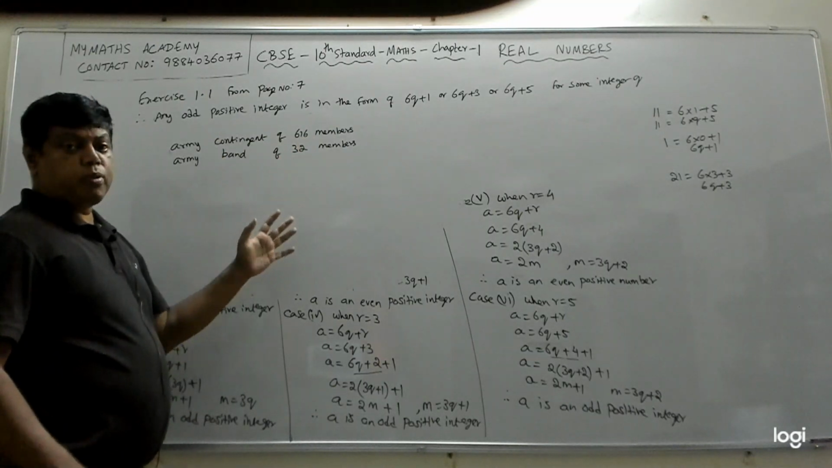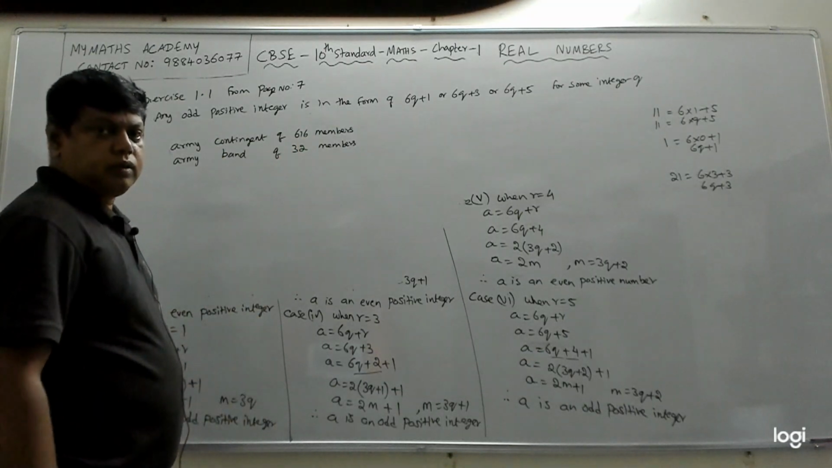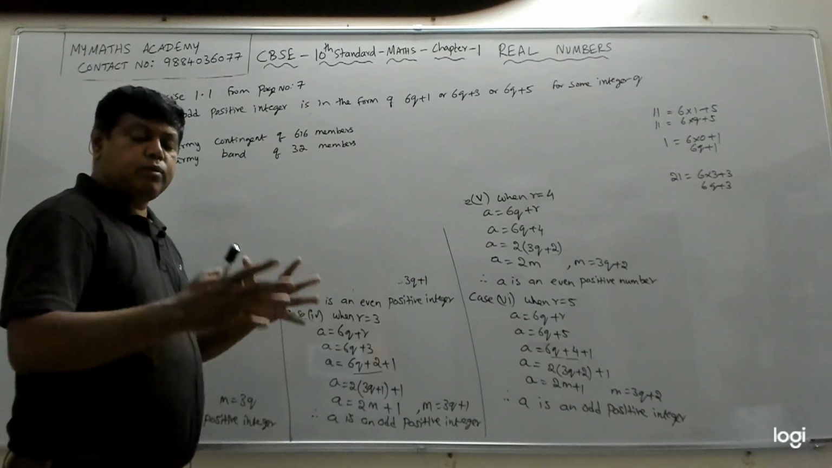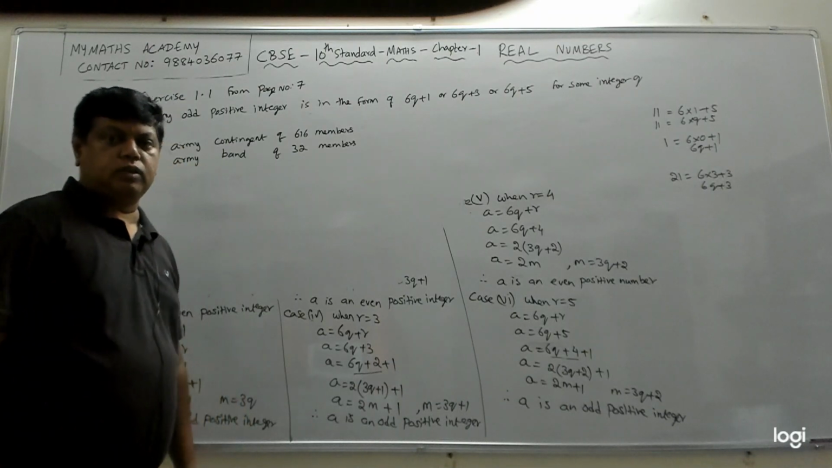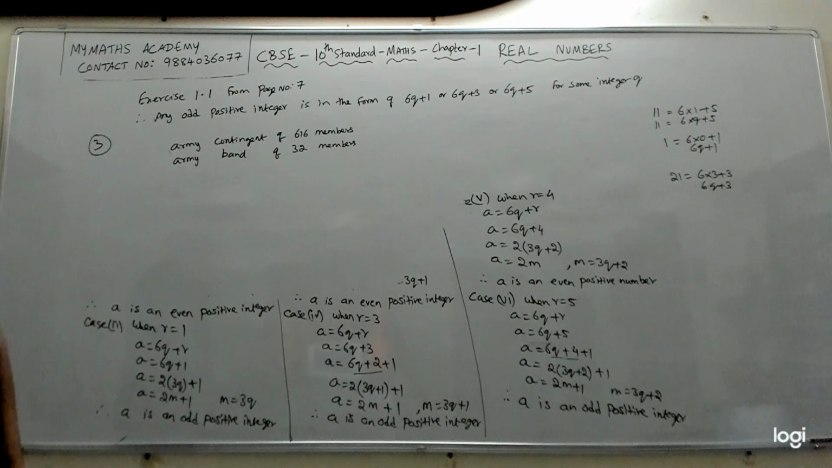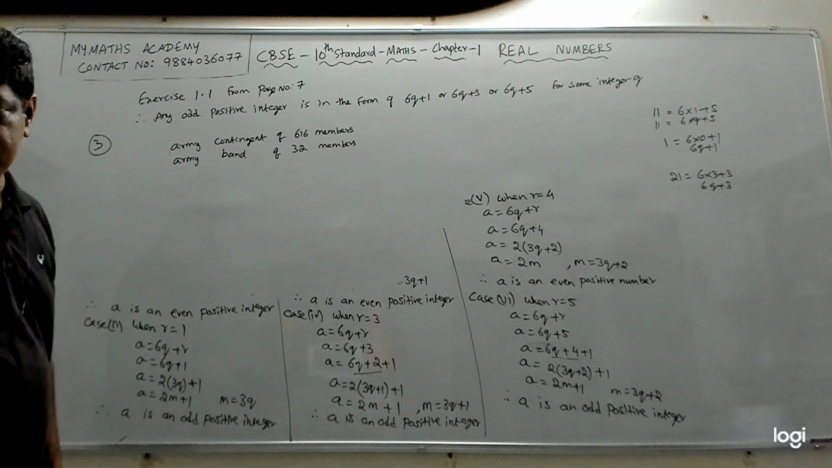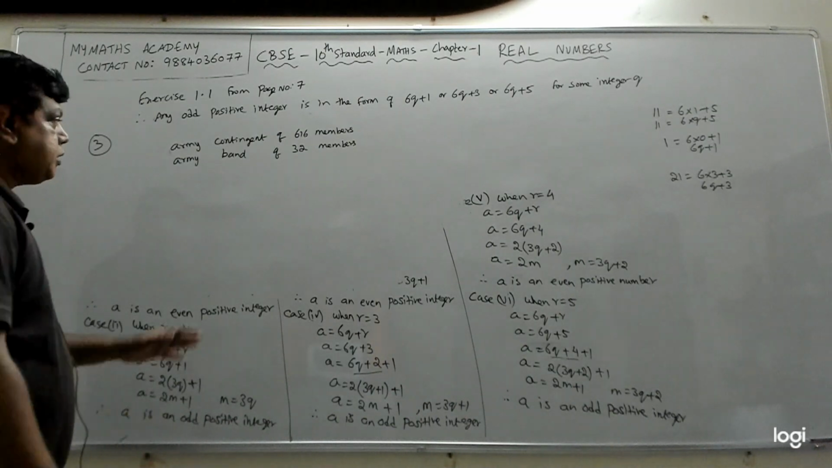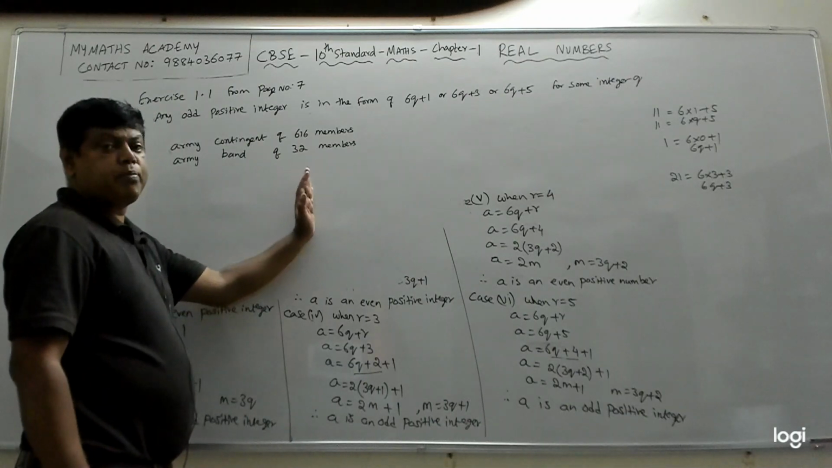So here the question is: the army contingent of 616 members and the army band of 32 members have to march in such a way that we have the maximum number of columns, and the two groups are to march in the same number of columns. Which means we should have the same number of people in each column.